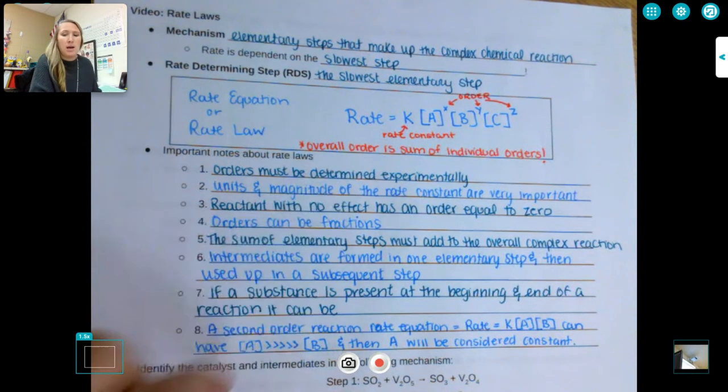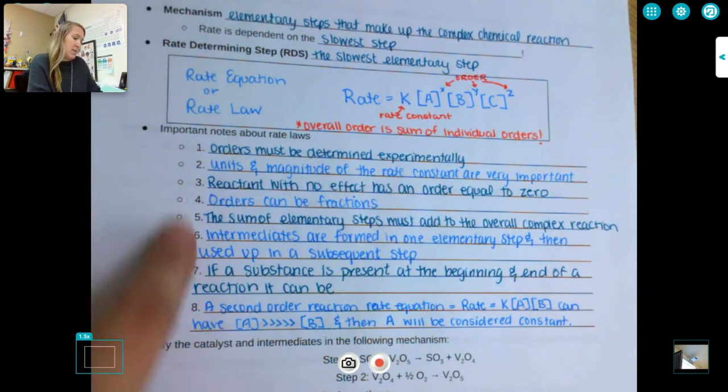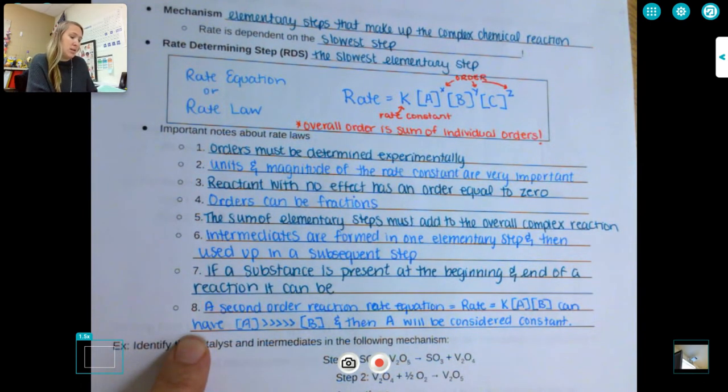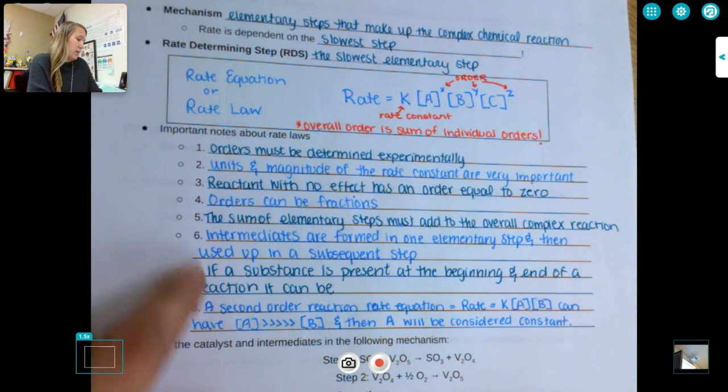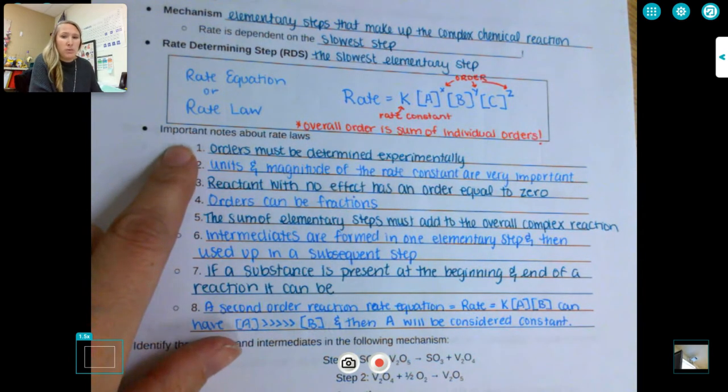Okay. Go ahead, pause for a second and copy down these 8 notes about rate laws, and then I'll walk through them in a minute. All right, so notes about rate laws.